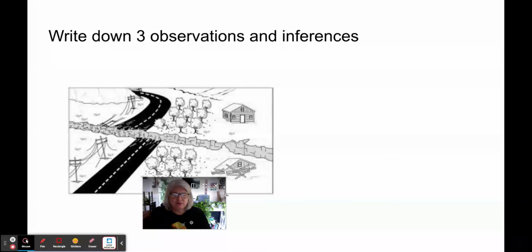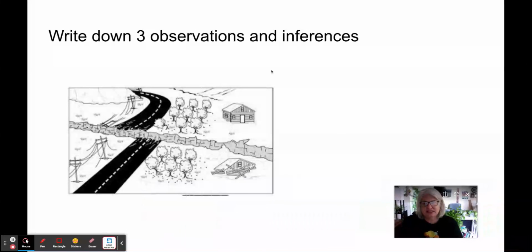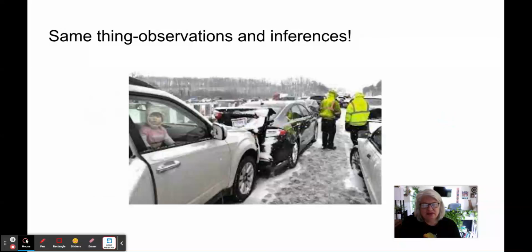So now in your notebooks, I want you to write down 3 observations and 3 inferences for this picture right here. Pause the video and go ahead and do that. Once you have those down, you're going to do the same thing with this image: 3 observations and 3 inferences. And that is it for this video. Make sure you know the difference between an observation and an inference, and that you can identify what it is.